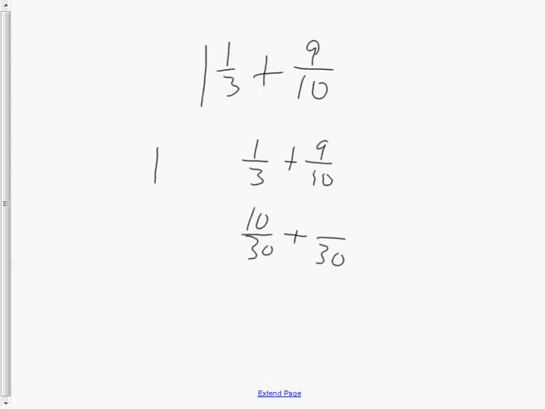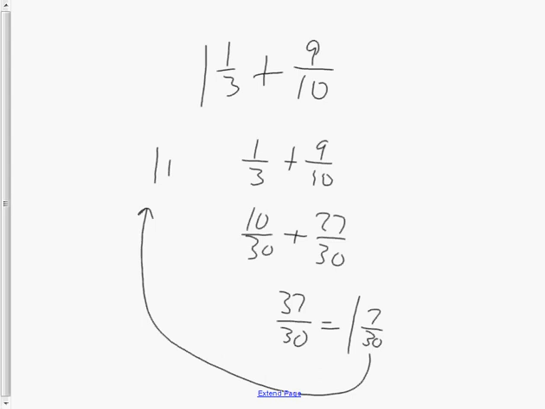Make your equivalent fractions, which would be 10/30ths and 27/30ths. That's going to be 37/30ths, which is 1 and 7/30ths. Add that on to the 1 that you had before, and you get your final answer, which is 2 and 7/30ths.